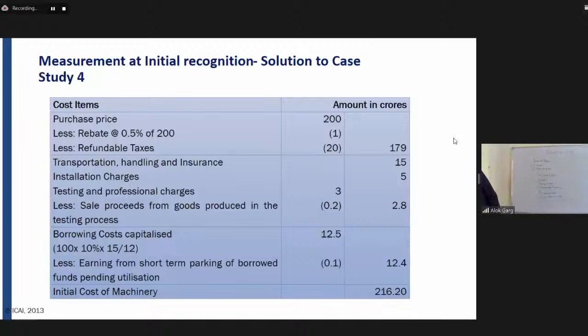So Pujita, it is not 214.2. It is 216.2. Am I right? So 179 plus, let me do this calculation. So 179 plus 15 plus 5 plus 3 minus 0.2 plus 12.4. Sorry, so my number is not correct here. It is 214.2. Guys, this is 214.2. It is not 216.2. So Pujita, you're right. Ambika, you're right. Yes, Rohan, you're right. It is not 216.2.